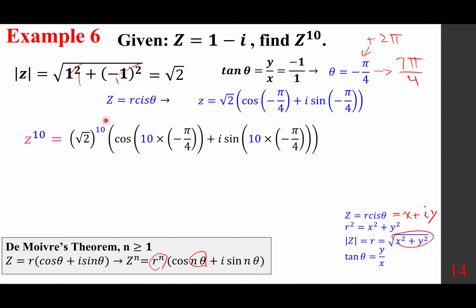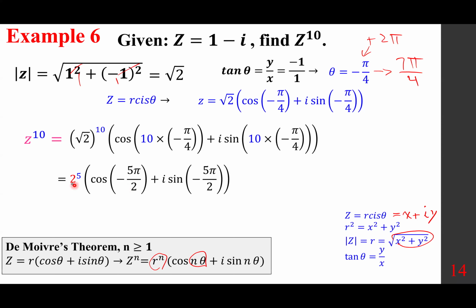To raise this to the power of 10 is the same as raising 2 to the power of 5. And this one is minus 10 pi over 4, which is minus 5 pi over 2. So again, square root of 2 to the power of 10 is the same as 2 to the power of 5. And 10 times minus pi over 4 is minus 10 pi over 4 or minus 5 pi over 2, because 10 and 4 can drop a common factor of 2. So if you want to make them positive, again, just add 2 pi and another 2 pi. It doesn't matter. But this is more than one revolution in the negative direction.